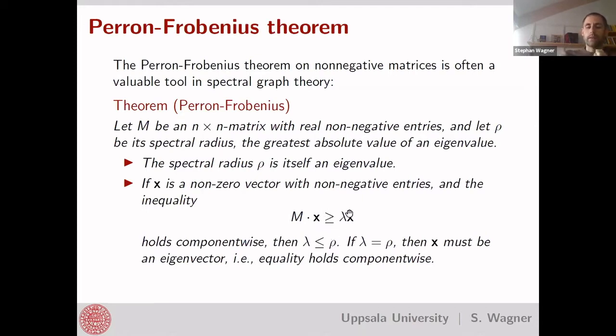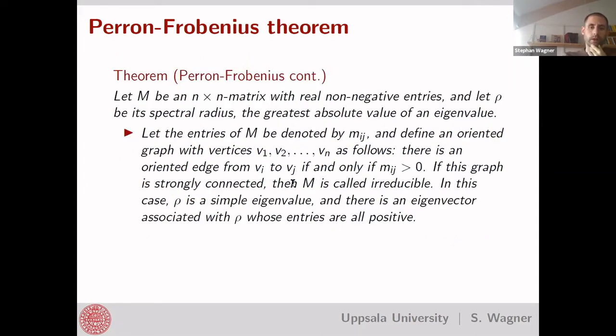If you have an inequality, then that already implies that lambda here can at most be equal to the spectral radius. And also, if lambda is the spectral radius, then the inequality here actually implies equality, so x must be an eigenvector. And in particular, we know that for this largest eigenvalue, which must be positive, there is also an eigenvector with positive entries.